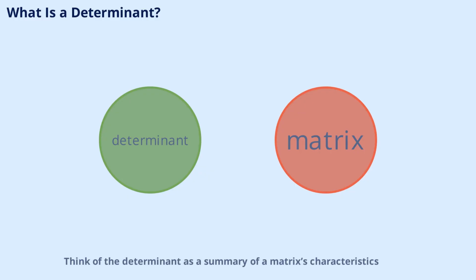Think of the determinant as a summary of a matrix's characteristics. If you have a square matrix, calculating its determinant gives you a quick way to check its properties. Throughout this video, we'll see how this value is computed and why it's so important in both algebra and geometry.